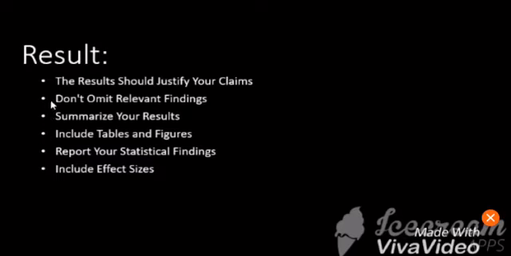How can we write a result in a research paper? Here are some points which will help us to write a result in a research paper. The result should justify your claims. Don't omit relevant findings. Summarize your result. Include tables and figures. Report your statistical findings. Then include effect sizes.